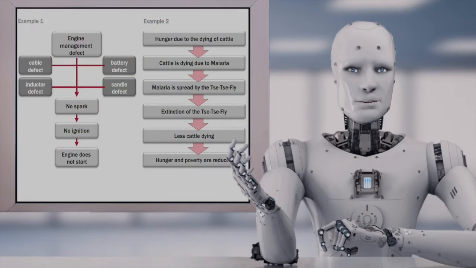Hunger due to the dying of the cattle. The cattle die from malaria. The tsetse fly spreads the malaria infection, which is not curable. The logical consequence would be to reverse that chain of dependencies and the problem will be solved. What we did? We managed to eliminate the fly.